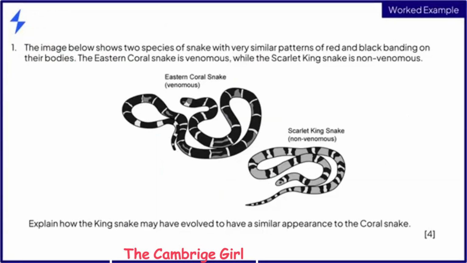This exam question presents us with an image of two species of snake with similar patterns of red and black banding on their bodies. One species, the eastern coral snake, is venomous, while the other, the scarlet king snake, is non-venomous. The question then asks us to explain how the king snake may have evolved to have a similar appearance to the coral snake.